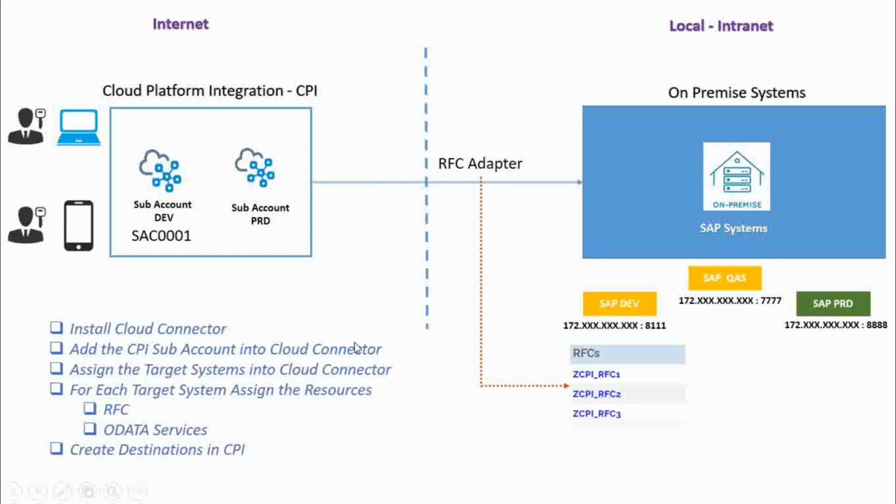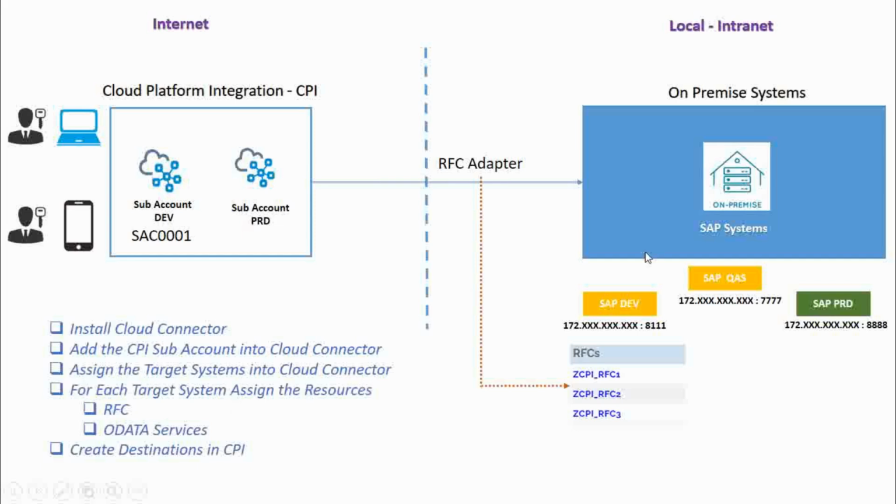That is the first step, on the left hand side. On the right hand side, in the cloud connector you have to register all the systems you are going to expose. That means, suppose you are going to expose SAP Dev and SAP Production only, then you will register these two IP addresses inside the cloud connector. So that is the third step.